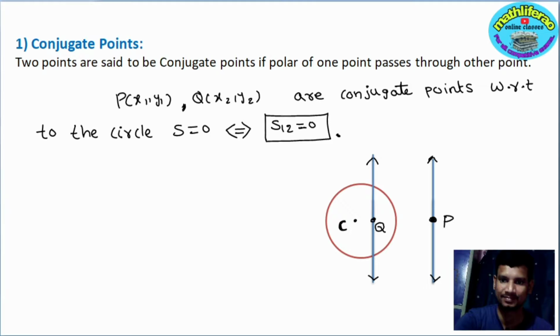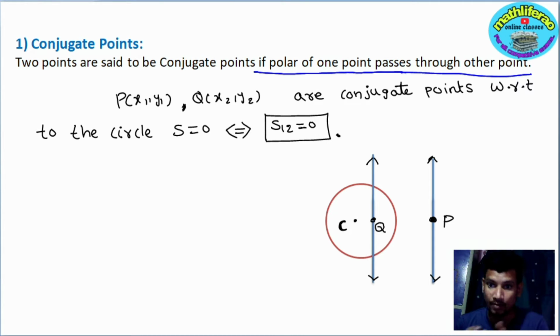Okay. Now here first topic conjugate points. What are the conjugate points? Two points are said to be conjugate points if the polar of one point passes through the other point.